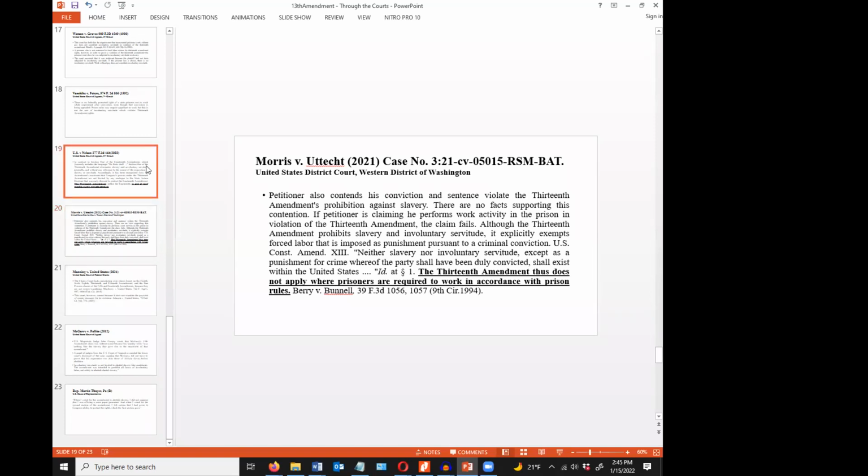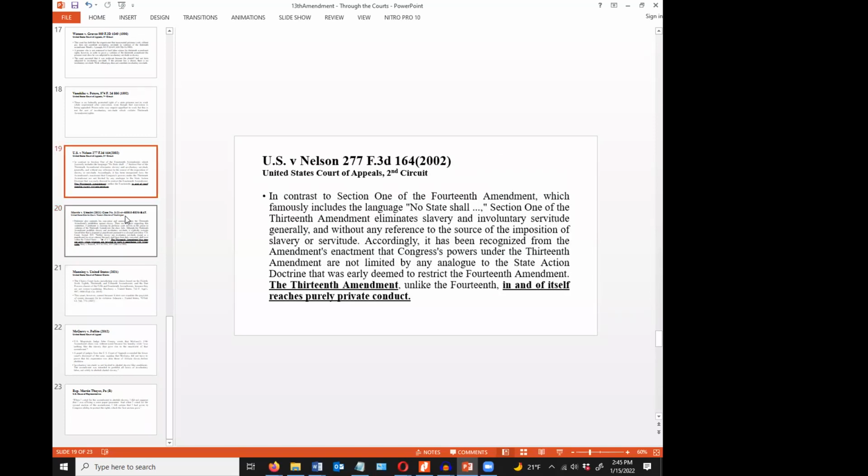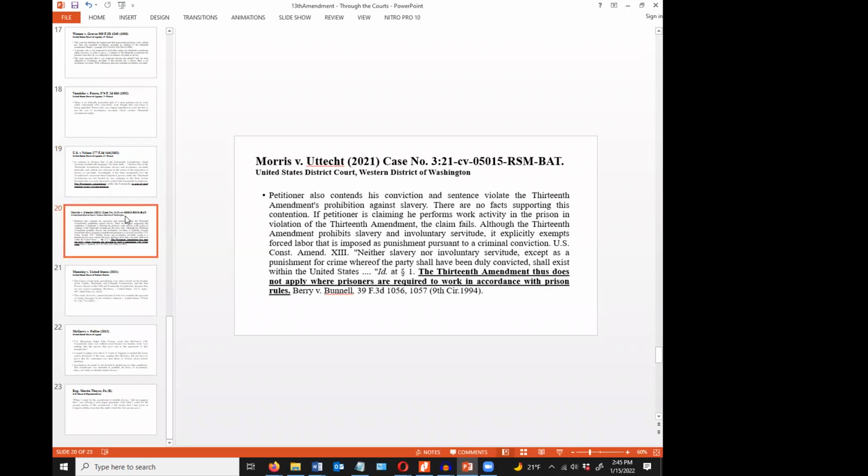So I went from 2002 and I just started getting exhausted, because I was reading so many cases and they all just came up to the same thing. So I said, okay, let's see what's going on nowadays. So I came up with this case, Morris versus Utech. It's a 2021 case, U.S. District Court, Western District of Washington.